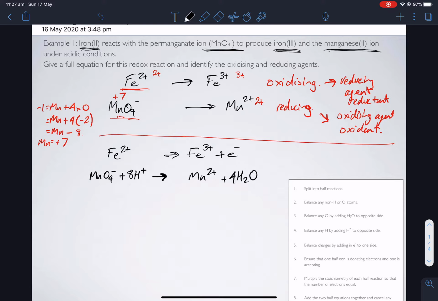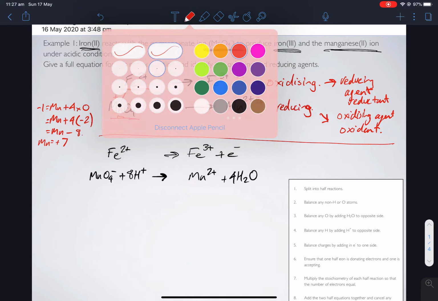Now we should have the same number of atoms. Yep. 2 manganese, 4 oxygens, 8 hydrogens. Yep. Now we need to balance the charges by adding electrons. Okay. I'm going to swap to red and count up my charges.